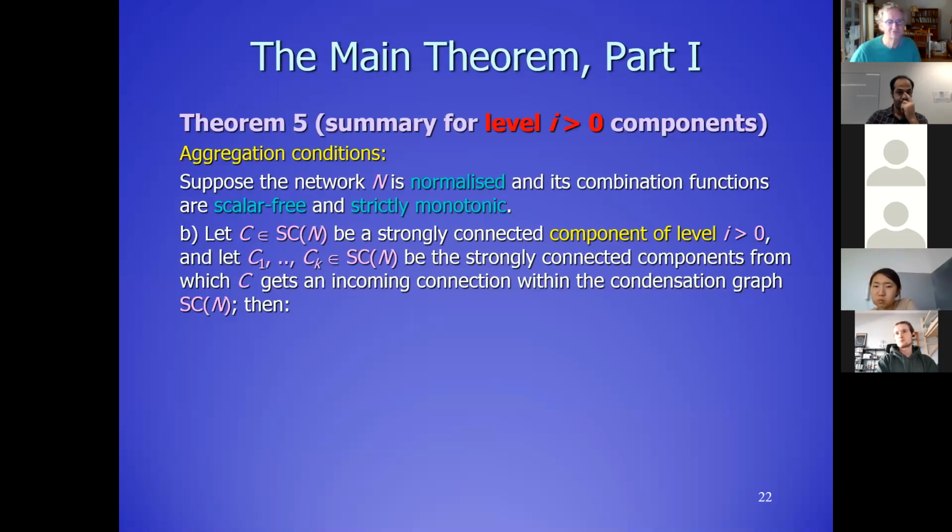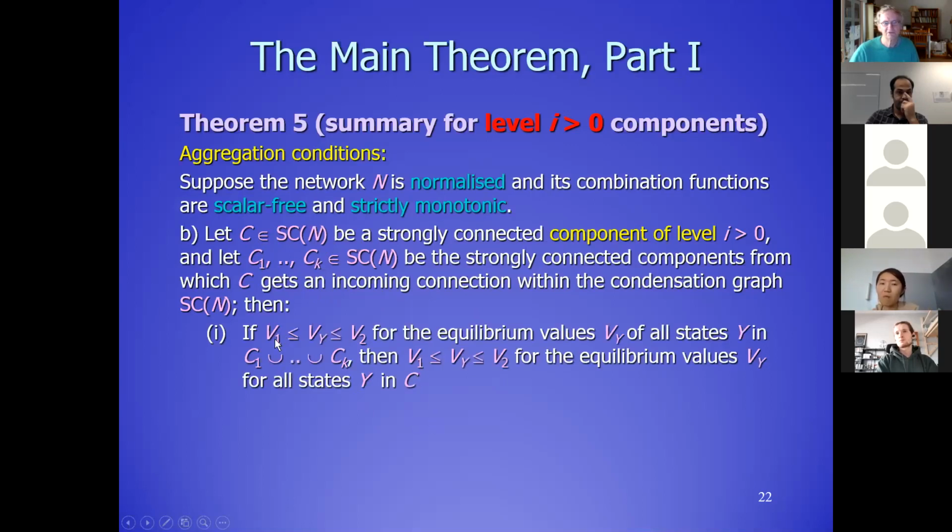So therefore, if it's not a level 0 component, there should be some connections from earlier levels. And then there is a relation between the values in an equilibrium of these and the value in the component C. Again, if there are equilibrium values in these preceding components in the dependency graph, in the condensation graph, and they have values in a range between V1 and V2, then the equilibrium values in C are also within that range.